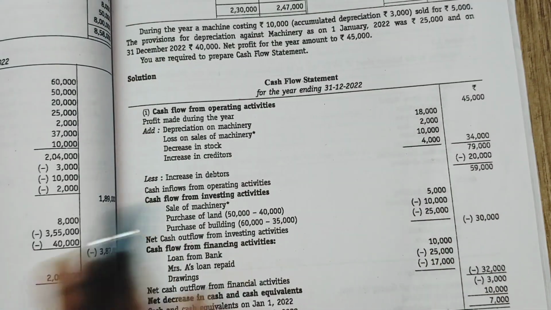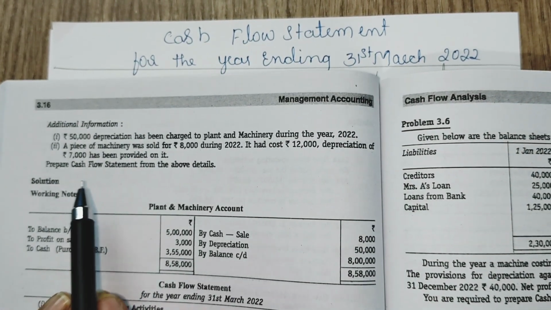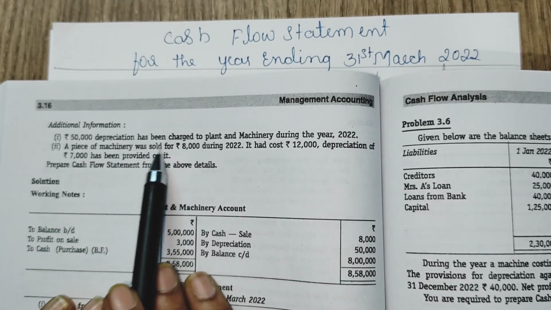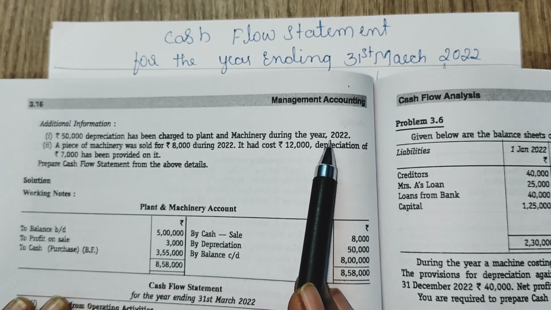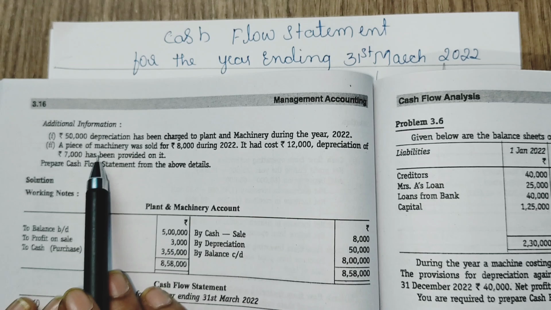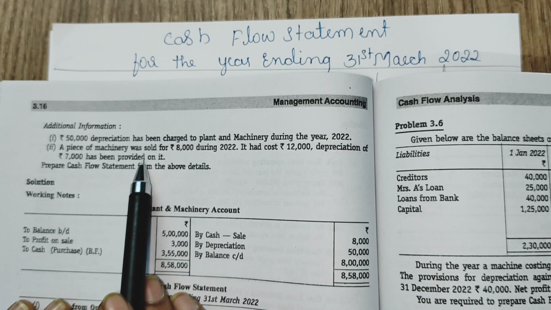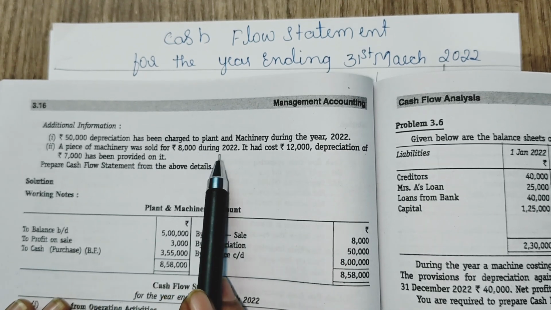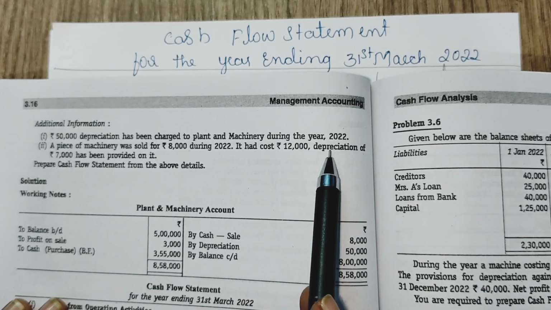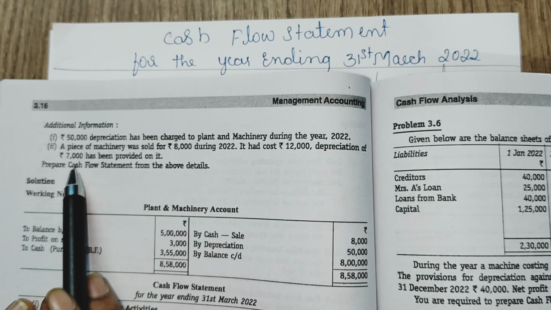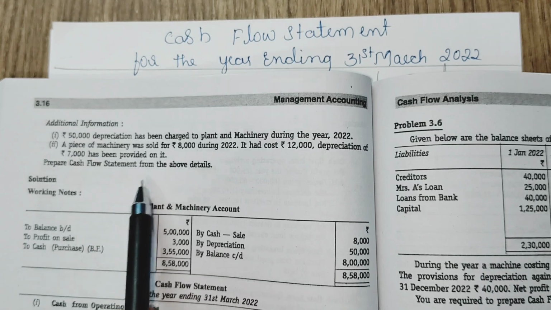And we have adjustments to this question. So let us see the adjustments. The first adjustment says 50,000 depreciation has been charged to plant and machinery during the year 2022. A piece of machinery was sold for 8,000 during 2022. It had a cost of 12,000. Depreciation of rupees 7,000 has been provided on it. Prepare a cash flow statement from the above details.